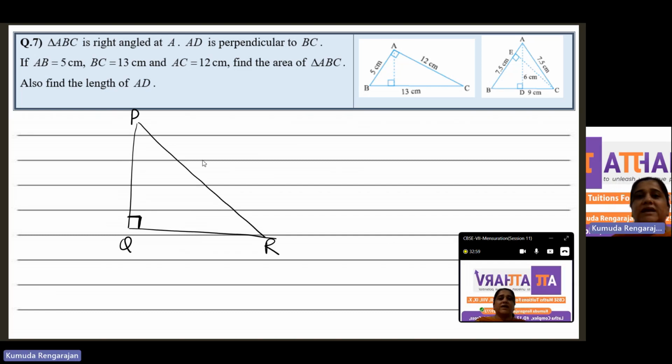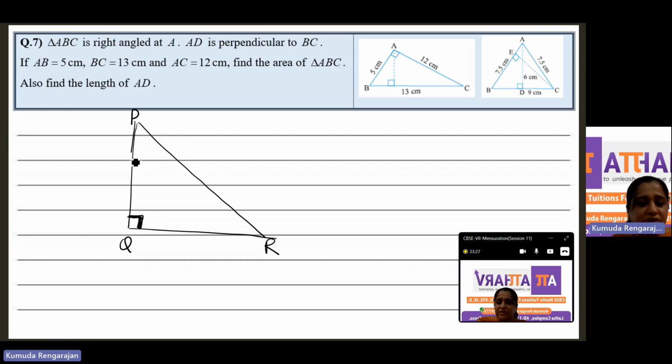Okay, this is a right triangle. This one is a right triangle PQR, and it's a right angle at the vertex Q, correct? This triangle is a right angled triangle, or you can simply say right triangle. Both are correct. And the right angle is at the vertex Q.